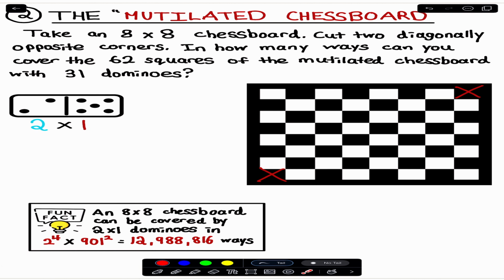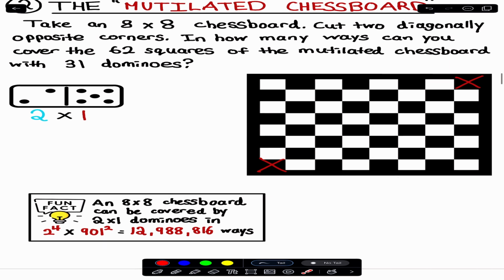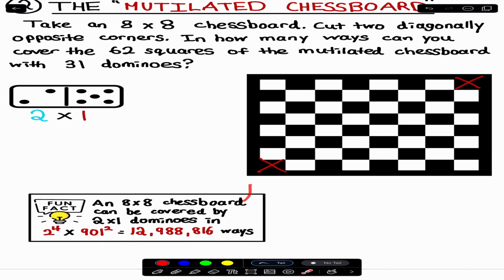So, as usual, I'll let you have a minute to think about this problem, play around with it for a bit, and then come back. And just as a little fun fact over here, an 8x8 chessboard can be covered by 2x1 dominoes in this many ways. So this was found, and we're not going to prove in this video because it's actually a lot harder to prove this than it is to answer this question. Believe it or not, our question is actually much simpler than this.